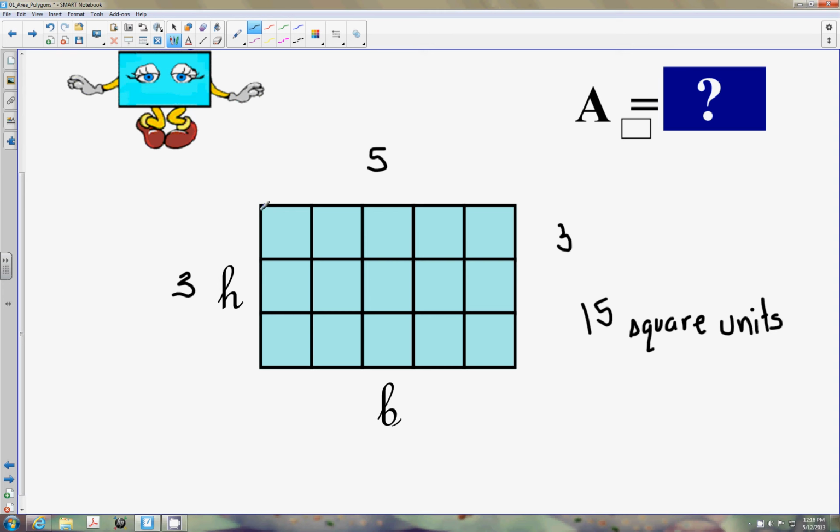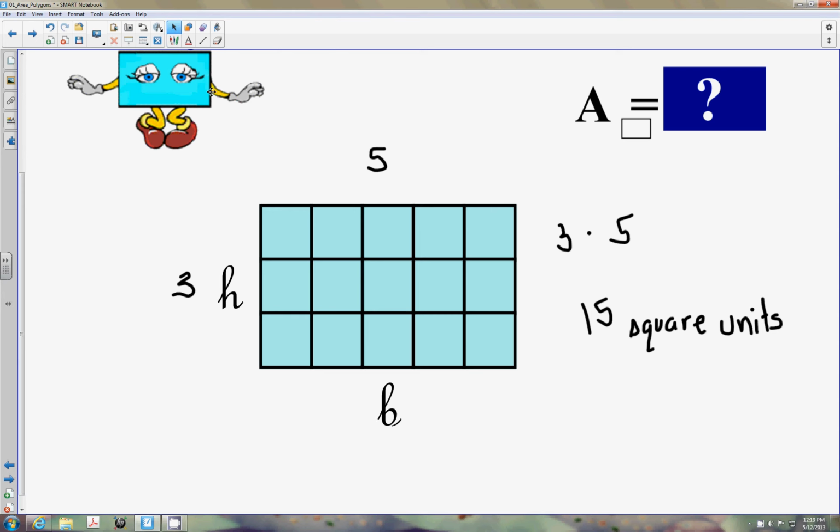All right. And then we would measure how wide it is, or the base of the wall, along the bottom of the wall. We would see that it's 5. What can we do to 3 and 5 to make 15? How can we figure out how many squares make up the inside, right? You would know, multiply. You multiply the height and the base. That's where we get the formula.